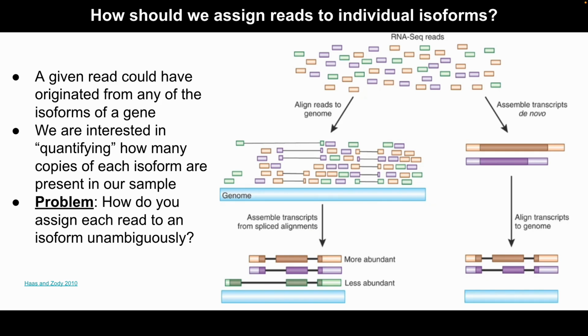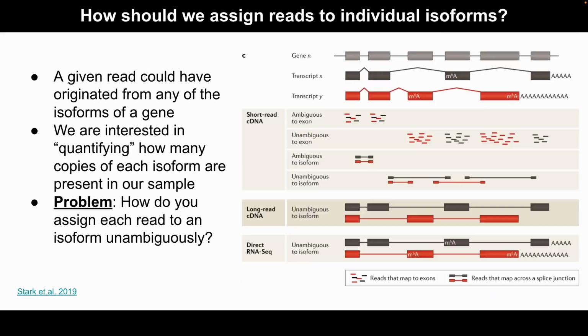What is the problem? Given reads, I would like to quantify how many copies of each isoform are present, and how can I assign each read to an isoform unambiguously, right? For example, to go back, actually I have one figure which will make it clear. So imagine these are your individual reads. If a read came from only one location, it's okay. You can go and map there.